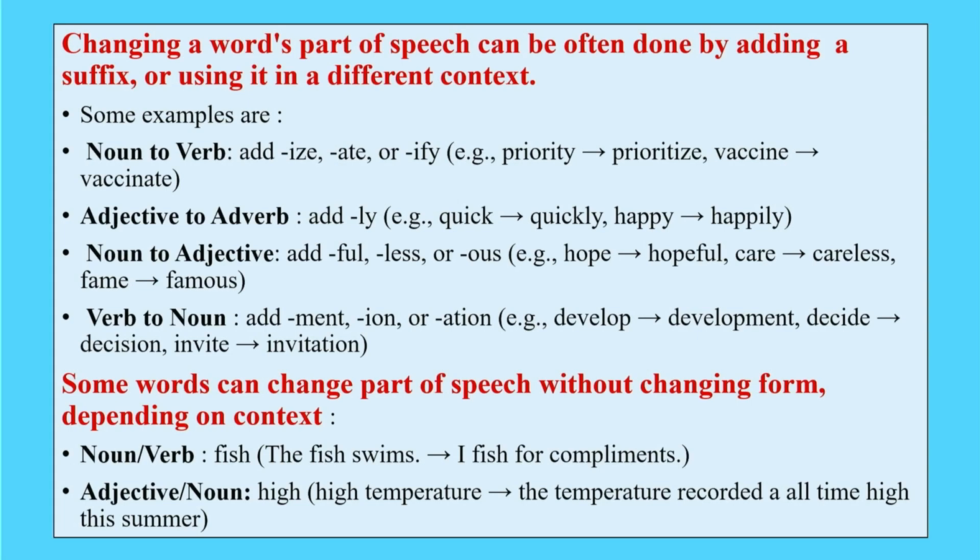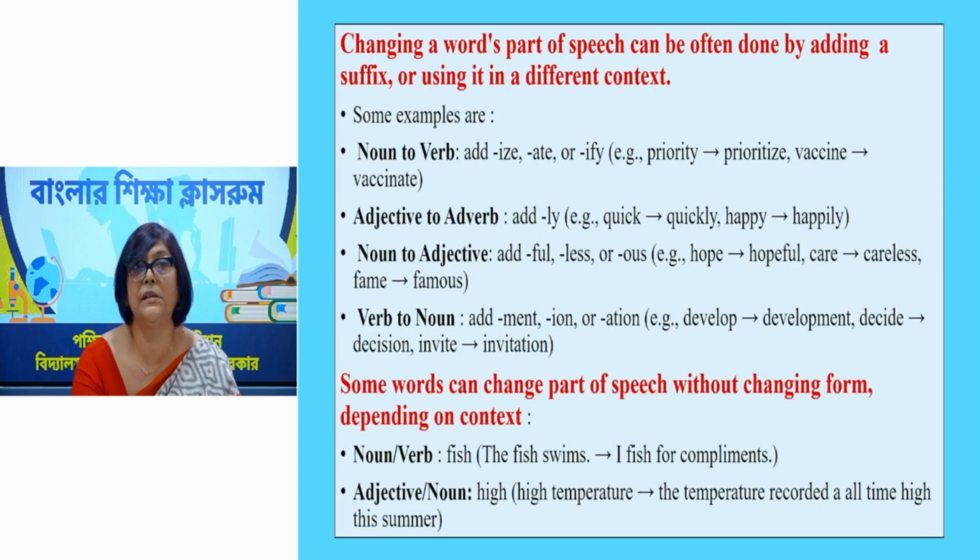Noun to adjective is, we have to add ful, less, ous, like hope. Hope is a noun. So when we change it into an adjective, it becomes hopeful by adding ful. So hopeful is like, I am very hopeful that this is happening. So it is how I am feeling. It is modifying my feeling.